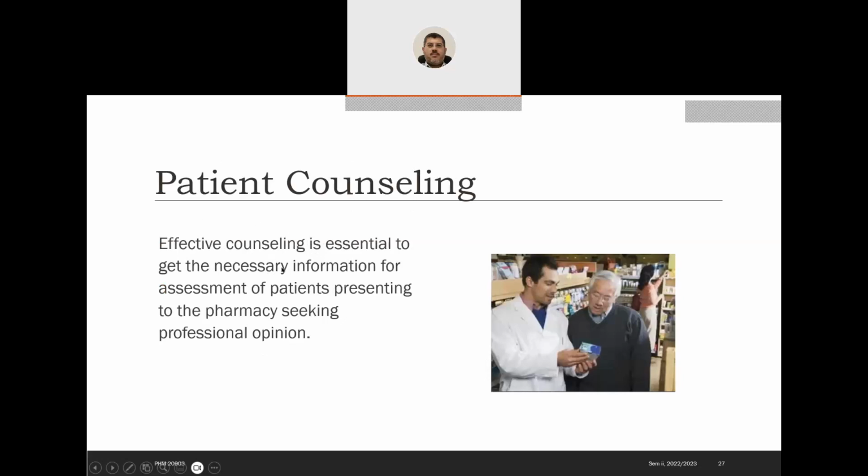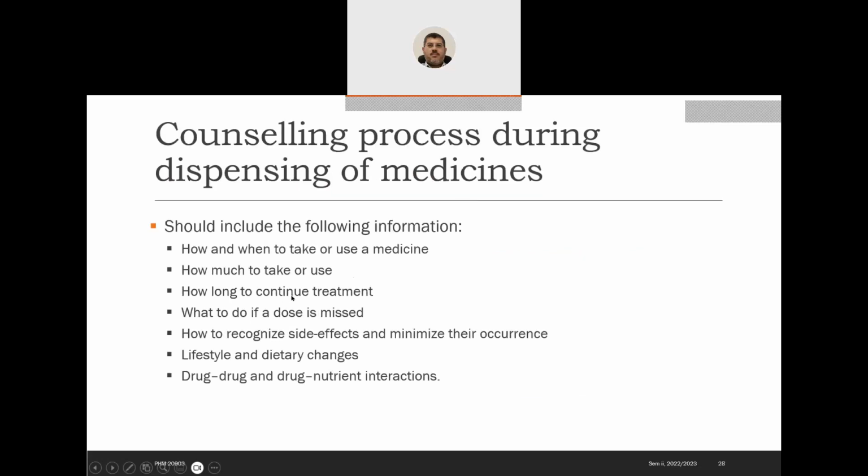Okay? When it comes to patient counseling, we need effective counseling so that we are sure that we give the necessary information and that it is received by the patient presenting to the pharmacy. Okay? The counseling should include the following information: how and when to take or use a medicine, how much to take or use, how long to continue treatment, what to do if a dose is missed, how to recognize side effects and minimize their occurrence, lifestyle and dietary changes, drug or drug nutrient interactions.